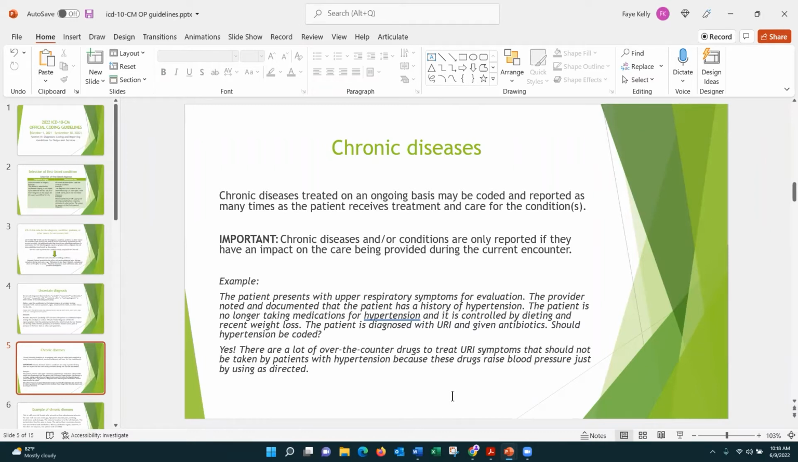Are we going to code the hypertension? You can see the answer on the screen. You know that you're going to code it, even though he's no longer taking medication for the hypertension. It's still part of the chart that it's a diagnosis, and the way of control is no longer by medication. It's by the patient himself actually working on getting his blood pressure down through his diet and exercise.